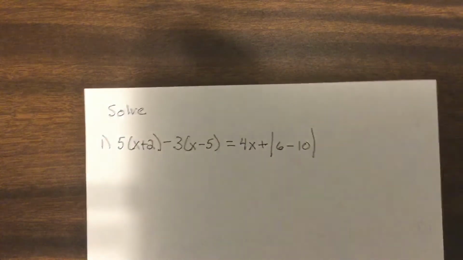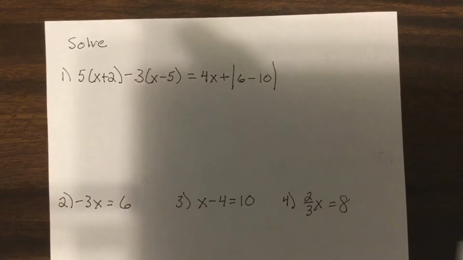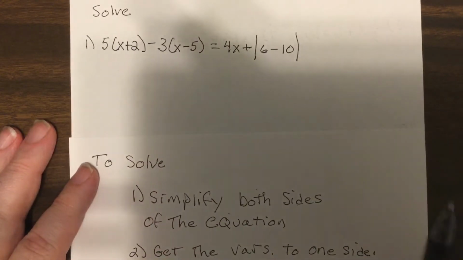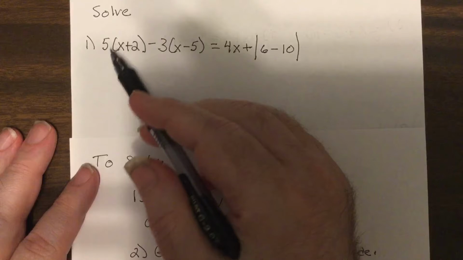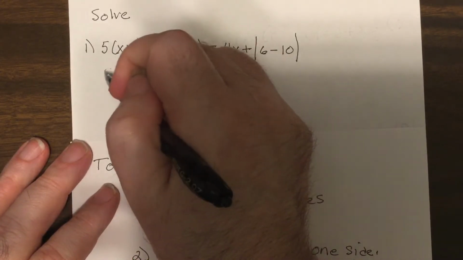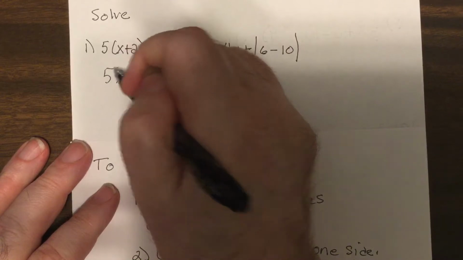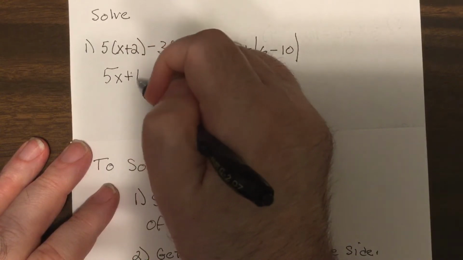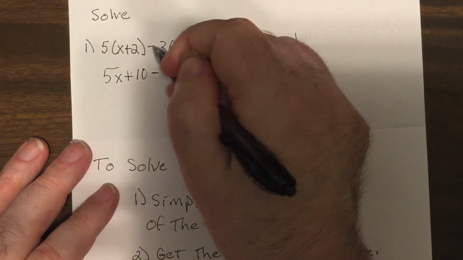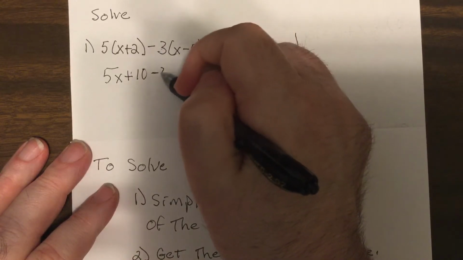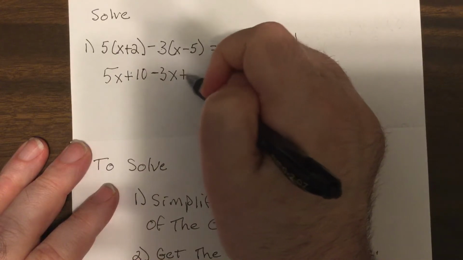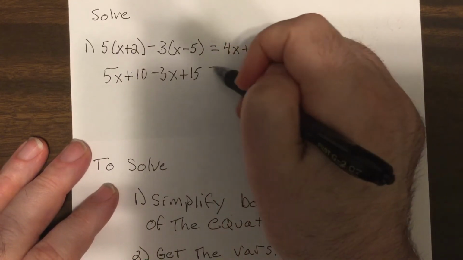Now, we're going to do a big problem first so we get used to the steps. So step one, simplify both sides. Holy cheese, lot to simplify. So distribute the 5. By the way, this is going to probably be a 2 video series on solving. Distribute the 3. Minus 3 times x is minus 3x. Minus 3 times minus 5 is plus 15.